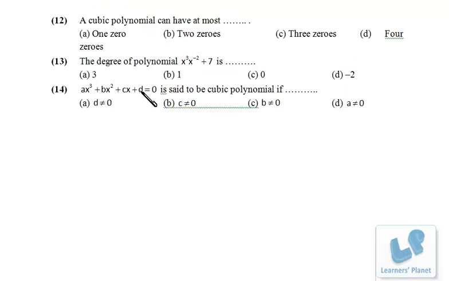Now the next is a cubic polynomial can have at most three zeros, that we know, right? Degree of polynomial, this is, if I just simplify it, I'll be getting x raised to 3 minus 2 plus 7, that's x plus 7, right? So what will be the degree? That's 1 only, right? Now ax cube plus bx square plus cx plus d is said to be a cubic polynomial. If it has to be a cubic polynomial, we should be having this term, and this term is possible only when a is not equal to 0, right?